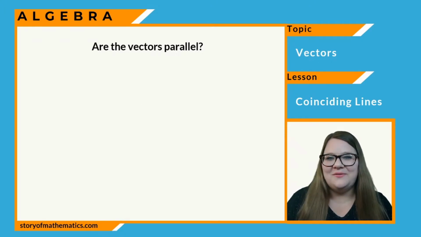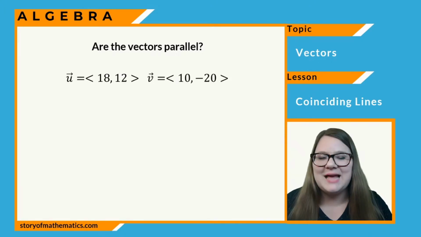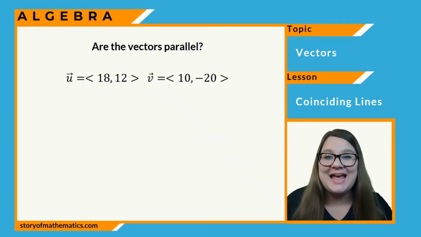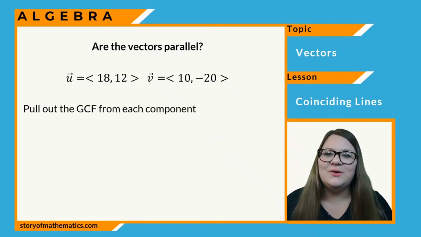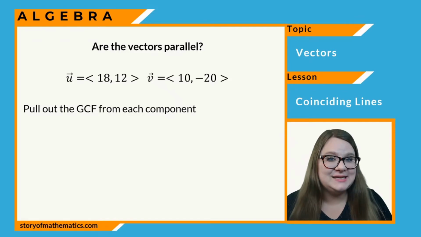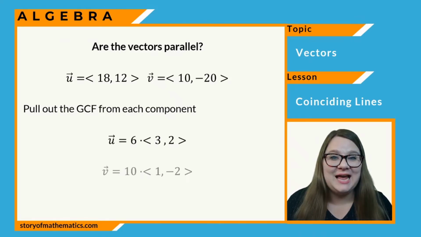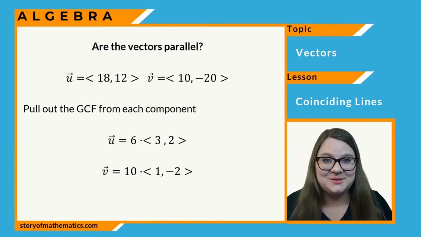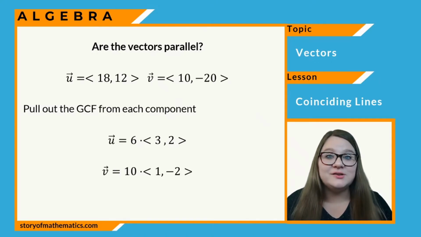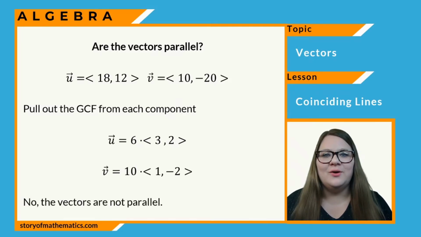Let's try another one with vectors. Let's say I gave you u equals <18, 12> and v equals <10, -20>. The greatest common factor for u is 6, and it's 6 times <3, 2>. The greatest common factor for v is 10, and it's 10 times <1, -2>. You can see that their base vectors do not match, therefore these vectors are not parallel.